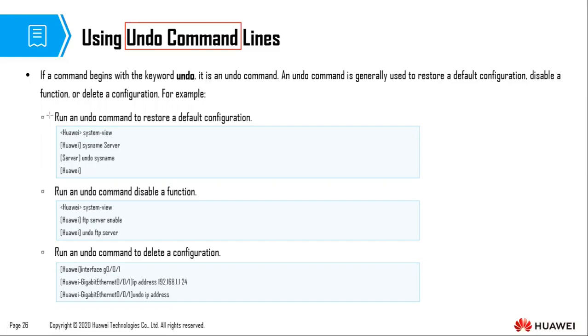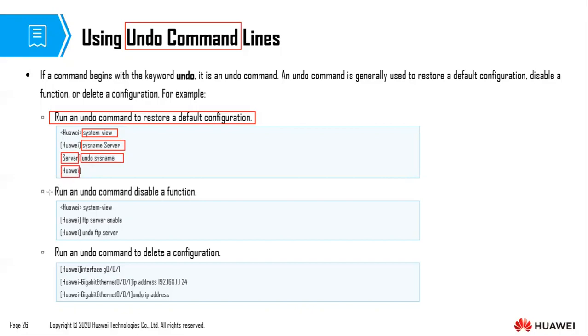One of them, we can run an undo command to restore the default configuration. So here, we are going to system view by typing system view on user view. Then we use the command sysname space, then we give it a new name, server. So the name changes to server. So if we want to remove this name, we can use the undo command. So undo sysname, and the name will go back from server to Huawei.